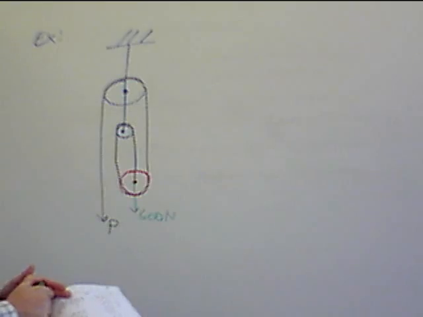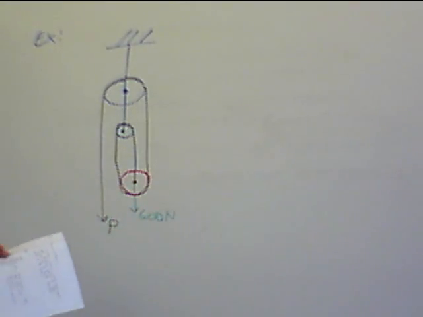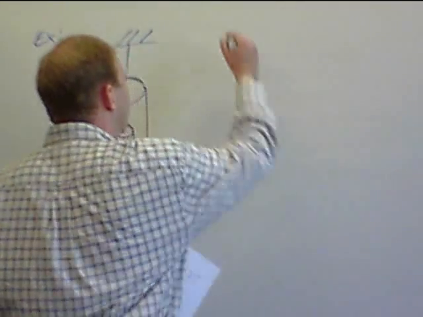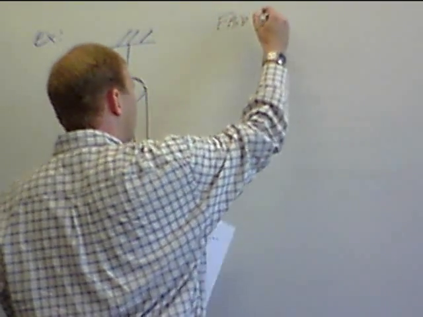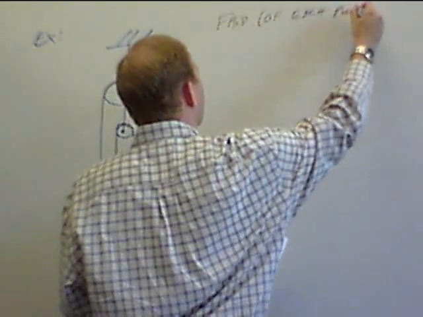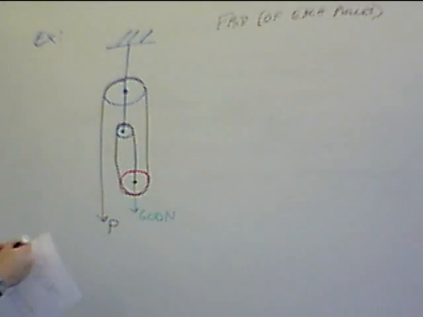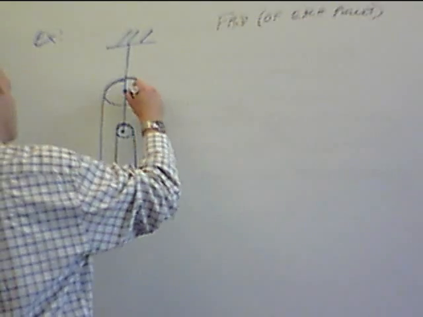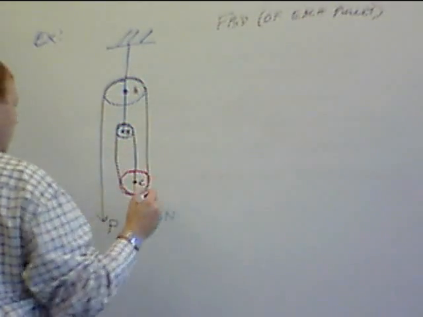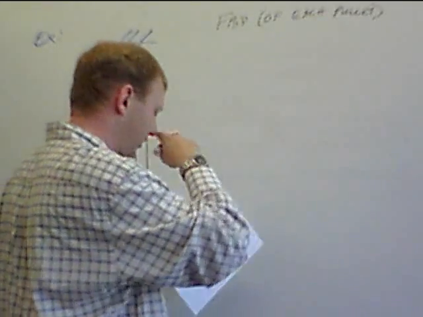The idea here is we can find out what force P it's going to take to support the 600 Newton load. The key here is, again, the free body diagram. A free body diagram of each pulley. It makes sense to label these. We'll call this pulley A, pulley B, and pulley C. We're going to assume frictionless pulleys here.